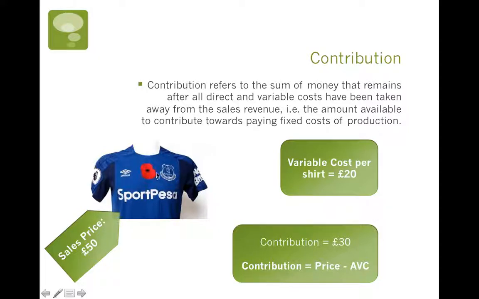One shirt can't pay all of the fixed costs. One shirt isn't going to pay for all of the rent and all of the insurance, but all of the shirts together will contribute £30 each towards paying off those fixed costs. Once we've covered the fixed costs, then we can make profit. This is contribution. It's calculated as price minus average variable cost. Once we've got contribution, we can calculate break-even.